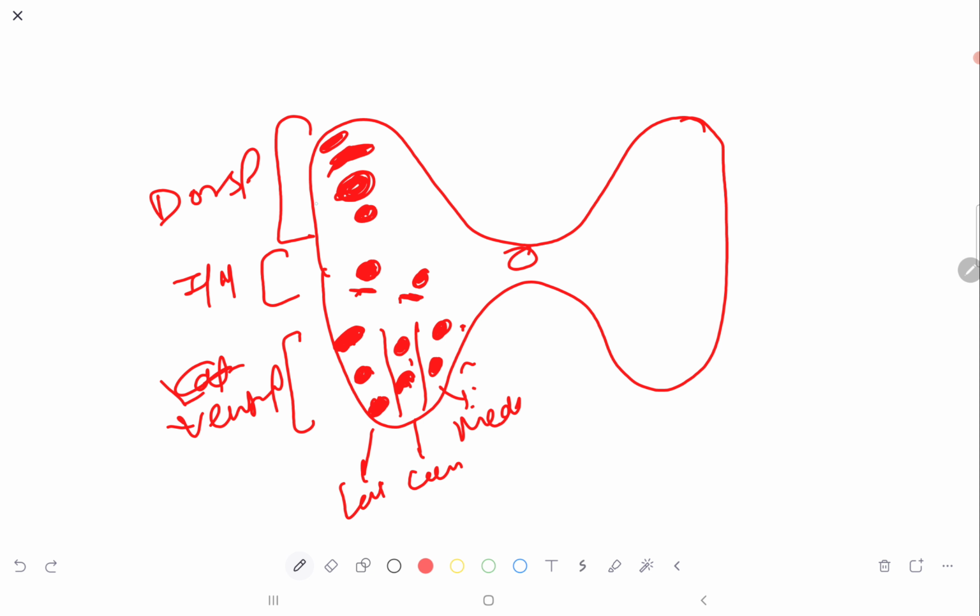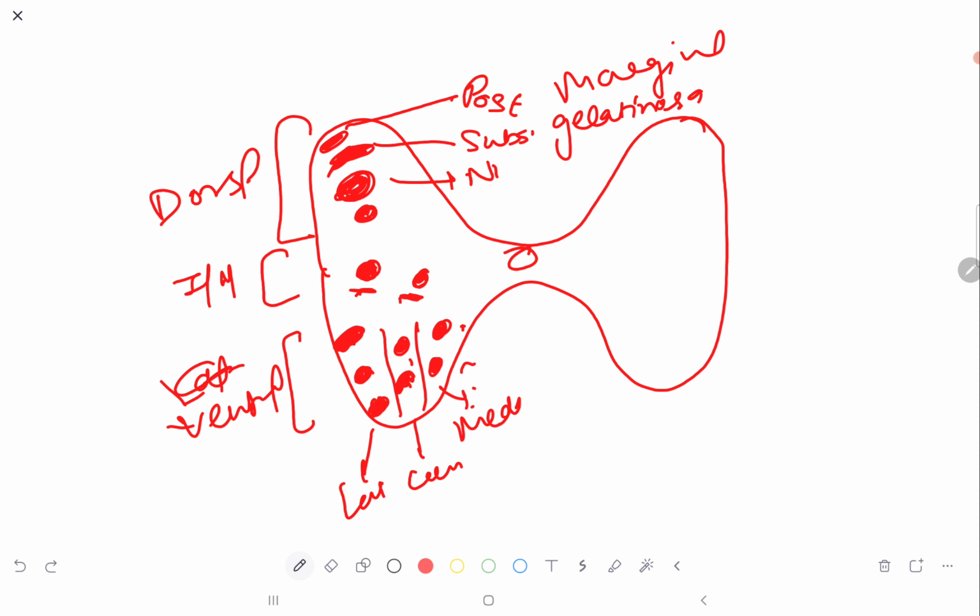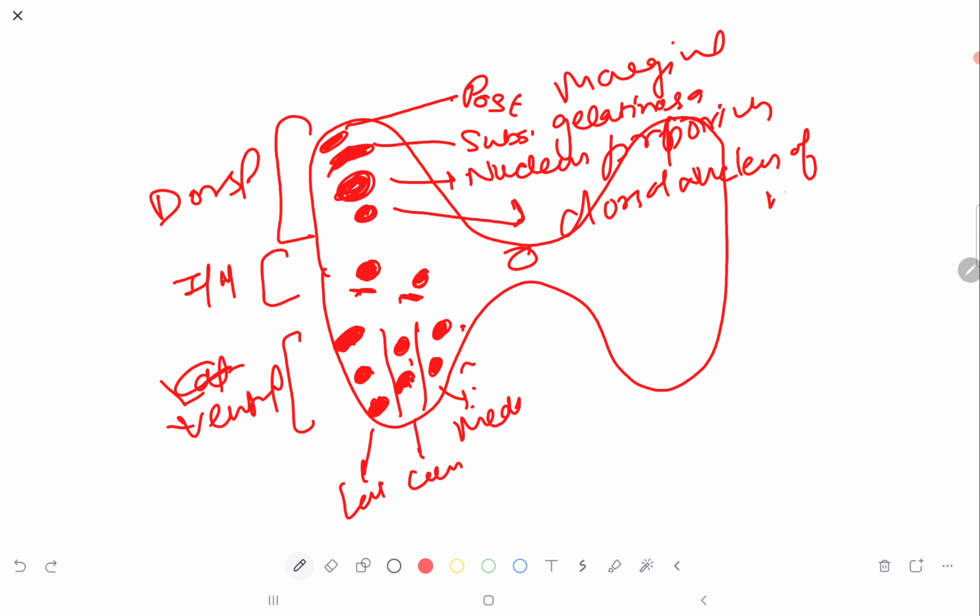In the dorsal group, in the dorsal column, firstly we have the posterior marginal nucleus. This is the substantia gelatinosa. This is the nucleus proprius. This is the dorsal nucleus of vagus. So we have discussed the cross section of the spinal cord and its nuclei.